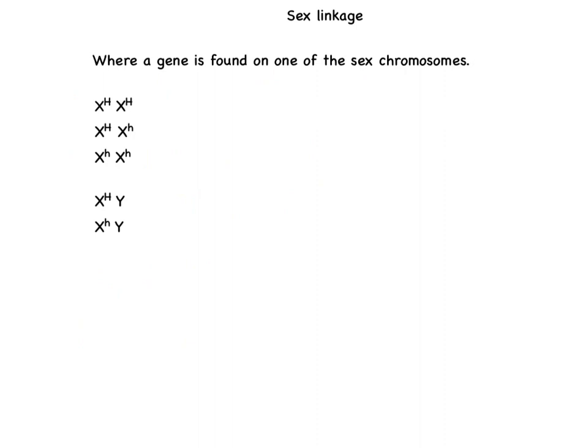Sex linkage occurs where a gene is found on one of the sex chromosomes. In reality, this is usually the X chromosome, but it could technically be the Y. Haemophilia is a good example of this, and it's notated like this. We use the X or the Y to represent the chromosome, and then the superscript letter to represent the alleles, the capital being dominant and the lowercase being recessive. Colour blindness is notated in exactly the same way, but with a B instead of an H. Note that the Y chromosome does not carry an allele because the gene is situated on the X chromosome.